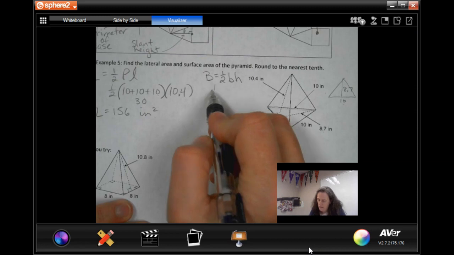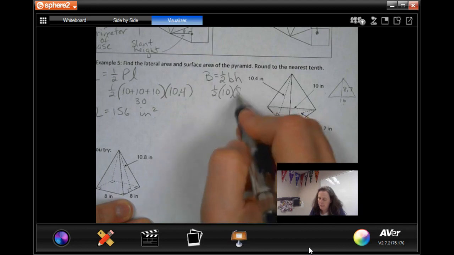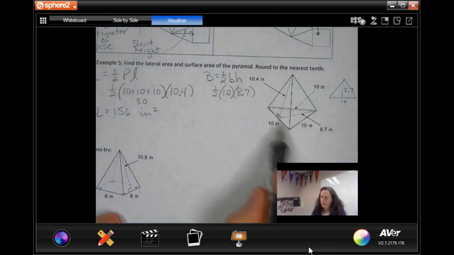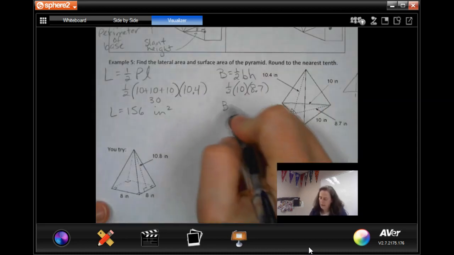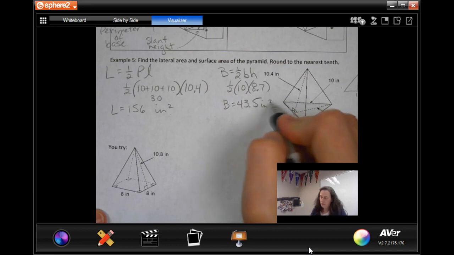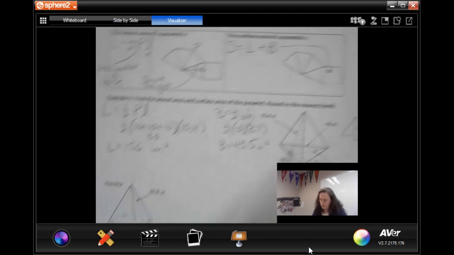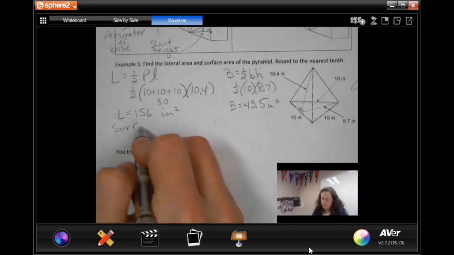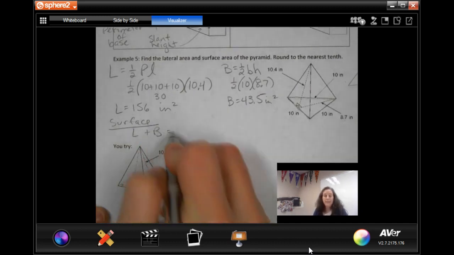Let's go ahead and find that. So 1/2. The base of the triangle is 10, and the height of the triangle is 8.7. Just looking at the base of the pyramid, let's find that number. 10 times 8.7 in half, 43.5. Okay, and that is also inches squared. Okay, we've got both pieces now. We're ready to put them together for the total surface area. So I'm going to put here surface area, and we have to add the lateral area plus the base area.